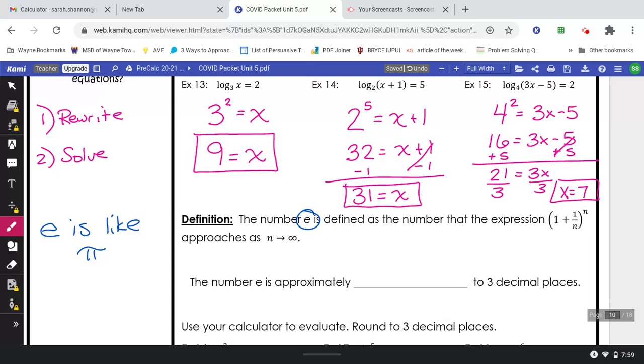So E is not going to be a variable. You're not going to be solving for it. E is a number. It is approximately 2.718. And this is how they get that number for E. The bigger number you put in for N, the closer it'll get to the 2.718.